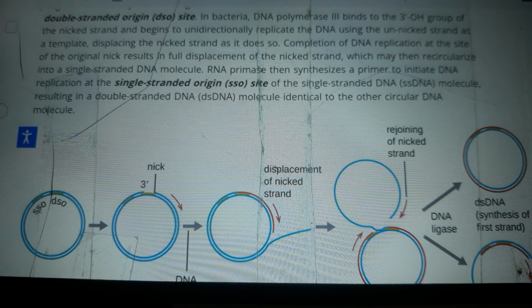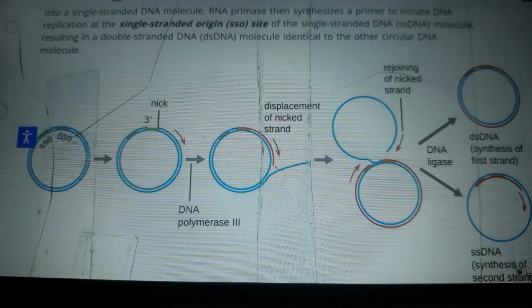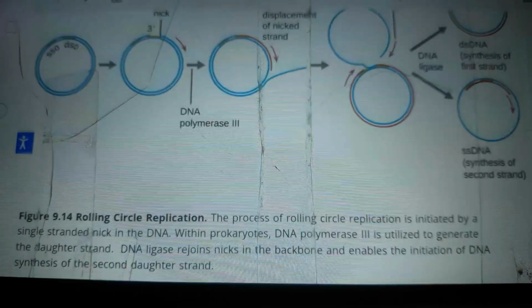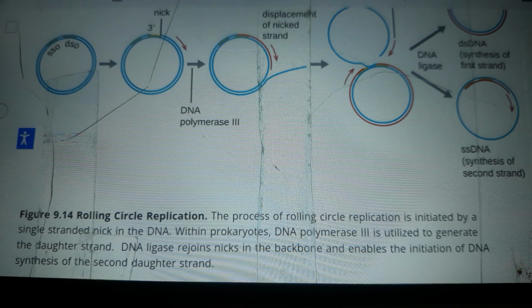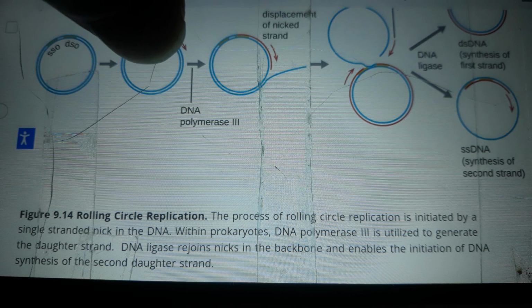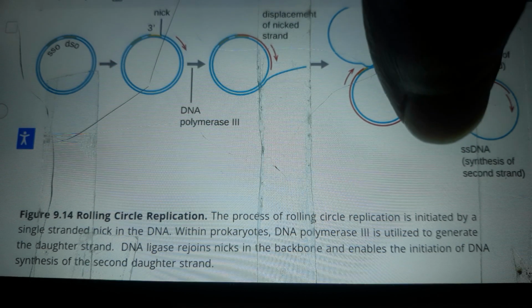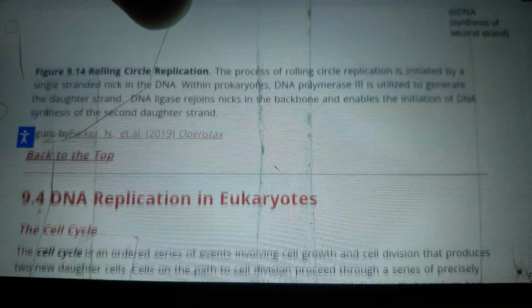RNA primase then synthesizes a primer to initiate DNA replication at the single-stranded origin, SSO, site of the single-stranded DNA molecule, resulting in a double-stranded DNA molecule identical to the other circular DNA molecule. So this is a figure on that. SSO, DSO, a nick at 3', and in the presence of DNA polymerase 3, we get displacement of the nicked strand towards the DNA ligase, dsDNA synthesis of the first strand, and ssDNA synthesis of the second strand.